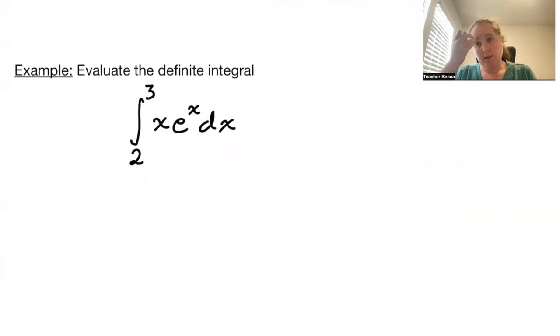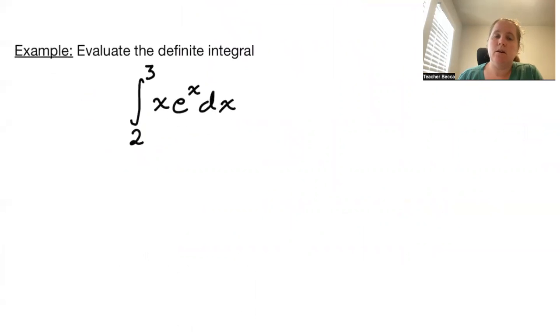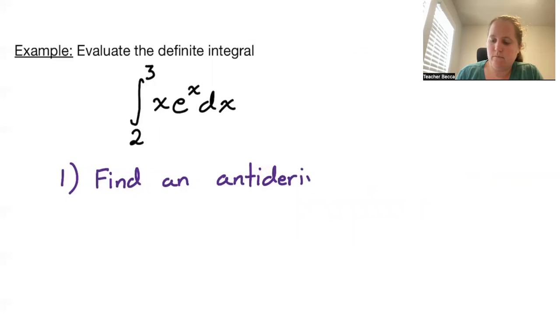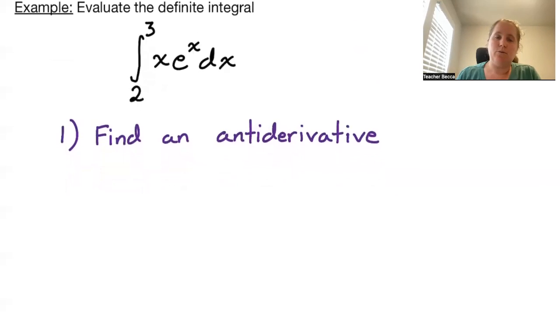Next up, our next example, let's go ahead and evaluate the definite integral from 2 to 3 of x e to the x dx. We are going to do this in 2 steps. The first step is to find the antiderivative, or find an antiderivative. The second step will be to perform the definite integral. So for our antiderivative, let's just go ahead and look for the indefinite integral of x e to the x dx.